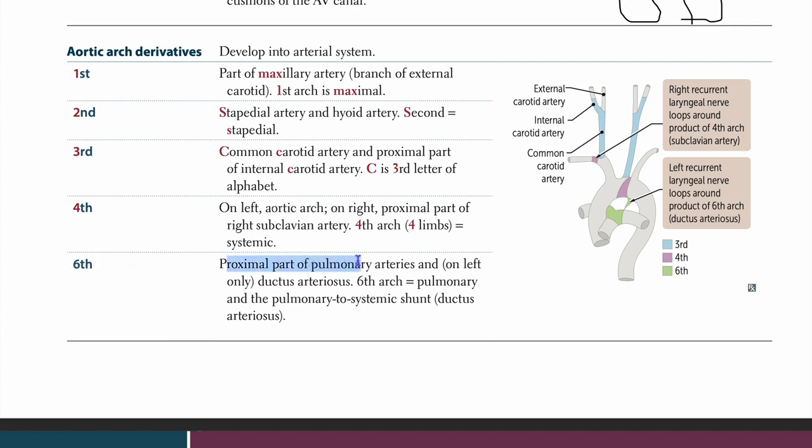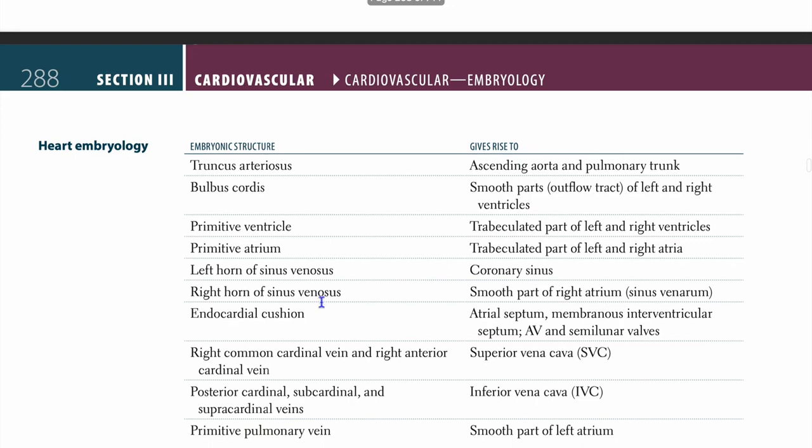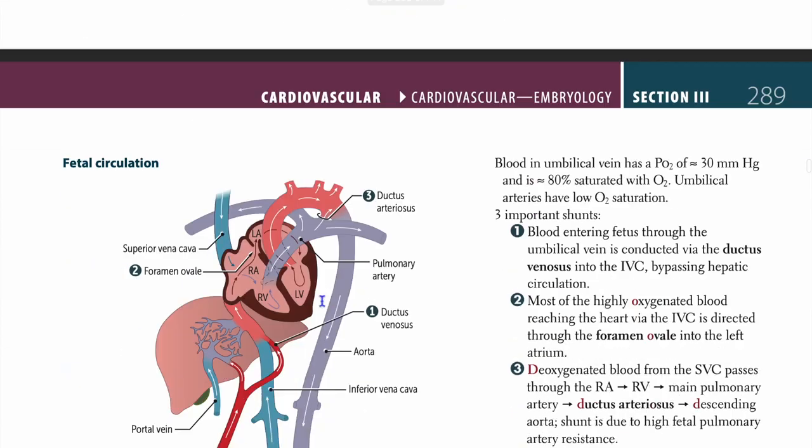So this is the proximal part of the pulmonary arteries, and on left only. Okay, so this is the left side, so it's only on the left, and this is the one that makes the ductus arteriosus. That's why it's the important arch. So sixth arch equals pulmonary, and the pulmonary to systemic shunt. That's the ductus arteriosus. Okay. So why does this exist? Maybe they tell us here. But yeah, they'll tell us over here, so we'll do it there.